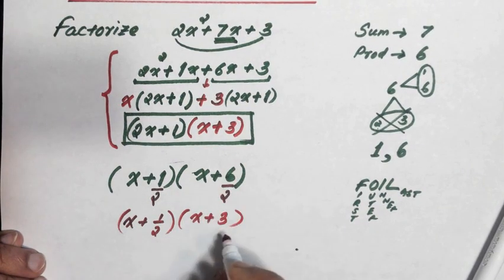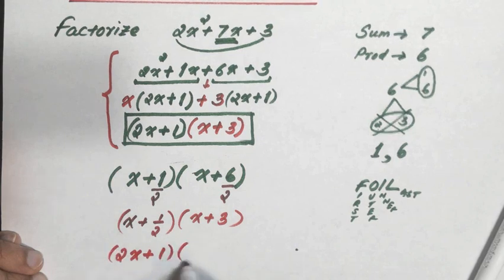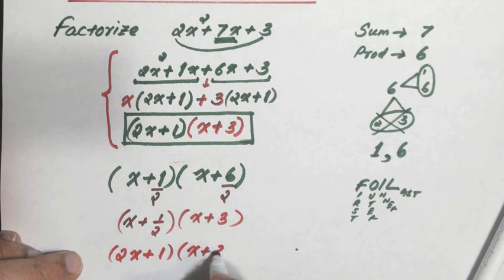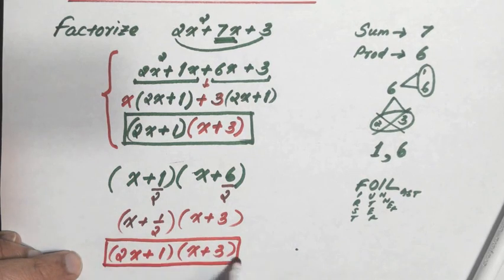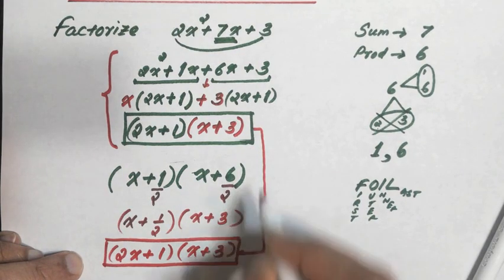We need to take care of the denominator. We are actually adding these two terms using the common denominator, which is 2. So this 2 goes over here and it is rewritten as 2x plus 1. Disregard the denominator because we are just factoring. And x plus 3. And you may notice these two answers are exactly the same.